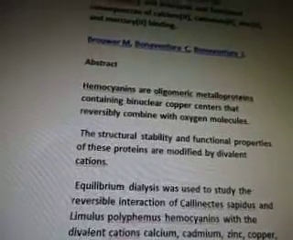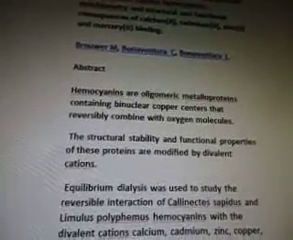Okay, so hemocyanins are oligomeric metalloproteins containing binuclear copper centers that reversibly combine with oxygen molecules. The structural stability and functional properties of these proteins are modified by divalent cations. Equilibrium dialysis was used to study the reversible interaction of Callinectes sapidus and Limulus polyphemus hemocyanins with the divalent cations calcium, cadmium, zinc, copper, and mercury. My tongue's getting a workout here, right?